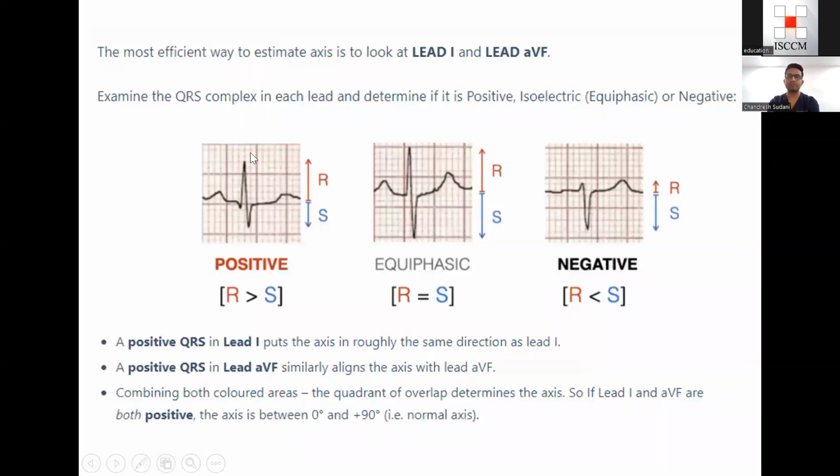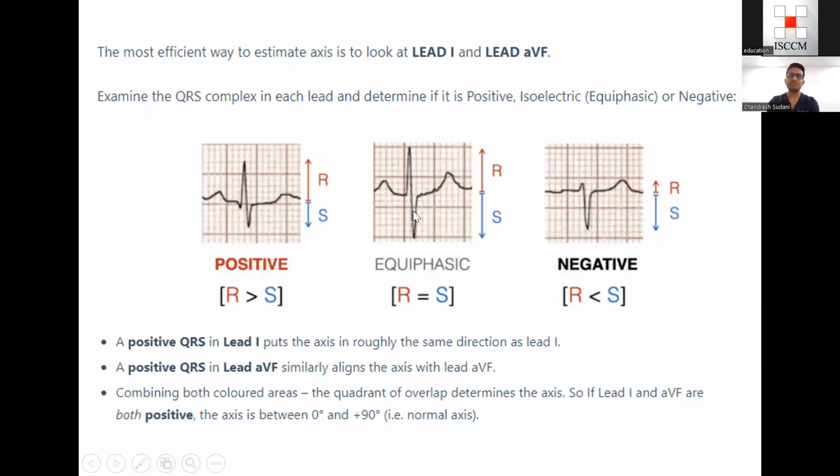We'll go into detail about axis deviation, but before that, you should see particularly the positive or negative deflection, and you have to decide from lead 1 to lead aVF. How to decide? You should see the QRS complex in each lead and determine the cumulative deflection. Here, Q is negative, R is positive, S is negative. But here the positive portion is more than the negative portion, so the overall total is net positive.